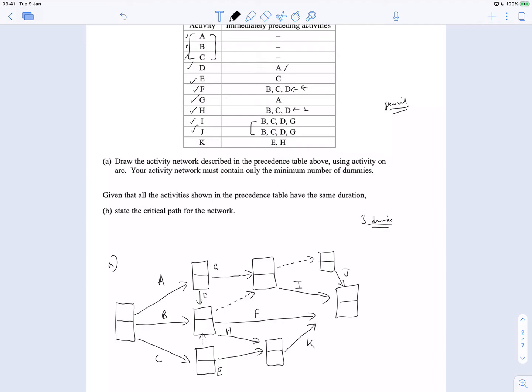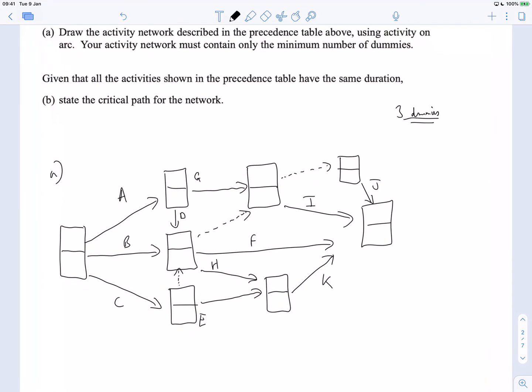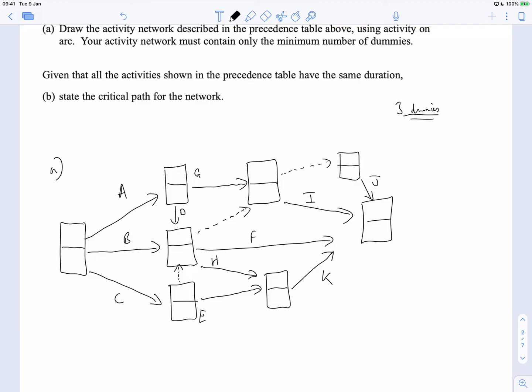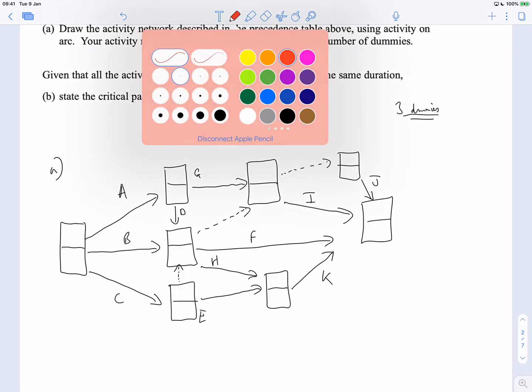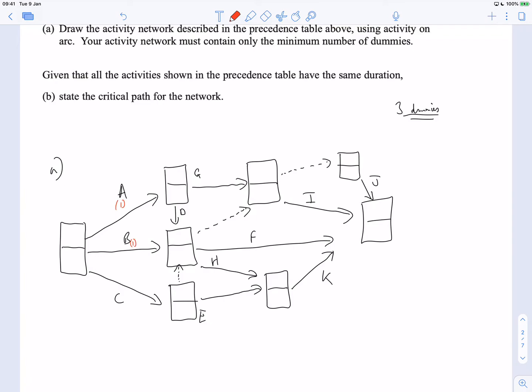Right then. Okay. Given that all the activities shown in the precedence table have the same duration, state the critical path for the network. Okay, well, let's just give them a weight of 1 and see what happens. So if I give them all a weight of 1, then the earliest, so this will be a 0. Going to the right, this depends on a 1. To get to this second stage, I need to have gotten to the previous one plus D, so that's a minimum of a 2.